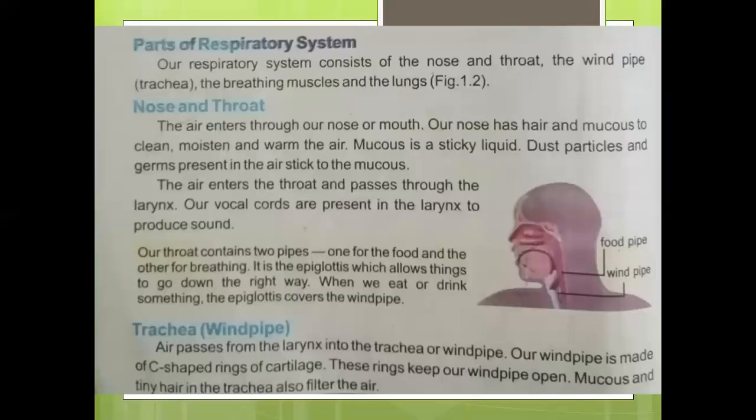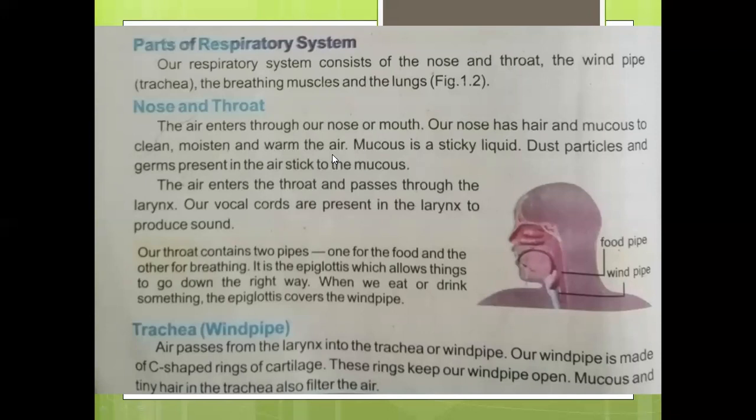Now, the parts of the respiratory system. The first part is the nose, the second is the throat. The air enters through our nose or mouth. Our nose has hair and mucus to clean, moisten, and warm the air. Mucus is a sticky liquid. Dust particles and germs present in the air stick to the mucus when they enter our nose.